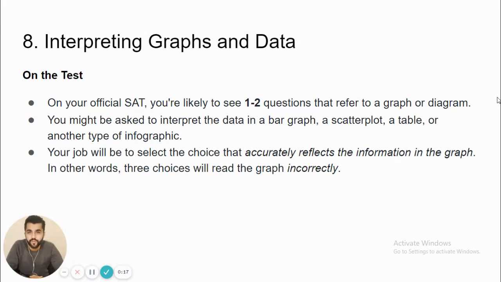Hi, in this video, we will cover the interpreting graphs and data questions subtype. On your official SAT, you're likely to see 1 to 2 questions that refer to a graph or a diagram. You might be asked to interpret the data in a bar graph or a scatter plot, a table, or any other type of infographic. Your job will be to select the choice that accurately reflects the information in the graph. In other words, three choices will read the graph incorrectly.